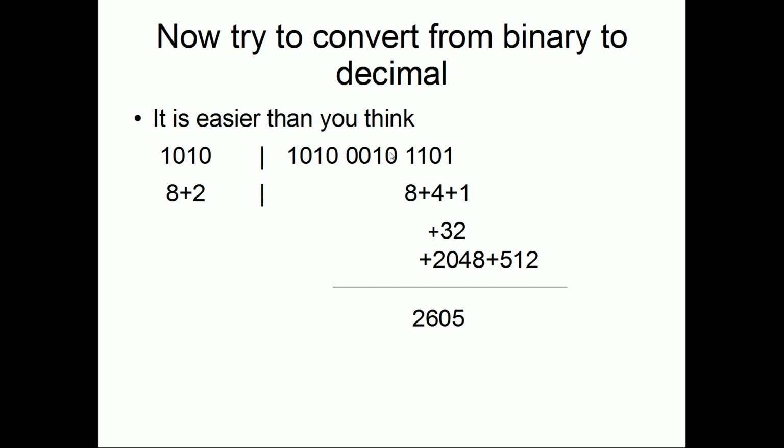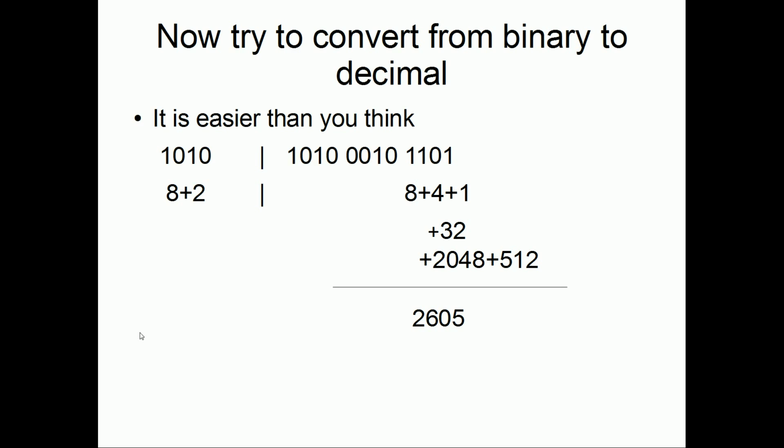It is false that we have a 16. It is true that we have a 32. So go ahead and add 32 plus that. And so 32, 64, 128, 256, 512. So it's true that we have a 512. It's false that we have a 1024. And it's true that we have a 2048. So if we add all of these numbers right here together, we get 2605 in decimal notation. So this is converting from binary to decimal.